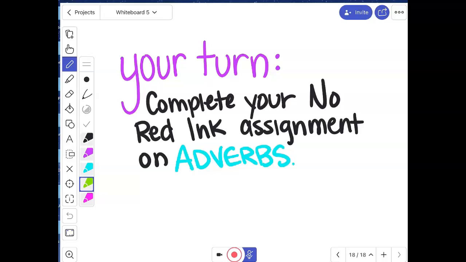All right, it's your turn. That was a short lesson, huh? You're going to complete your no red ink assignment for today on adverbs. It is in your Monday folder, which should be easy for you to find because that's where you found this lesson. Okay, go do the no red ink assignment, and then you can take a break if you want, or you could jump right into doing your reading assignment and video, and then take a break after. Up to you.